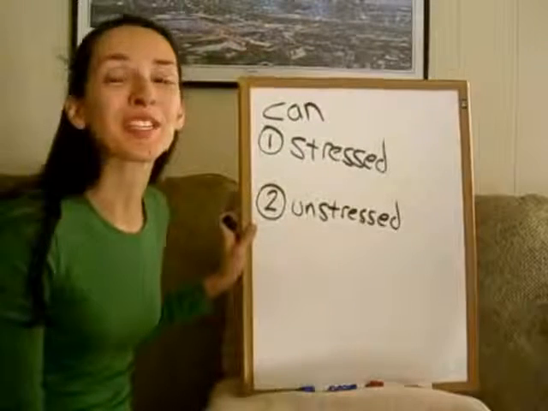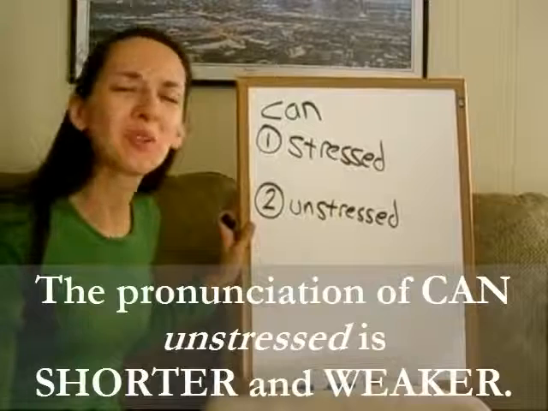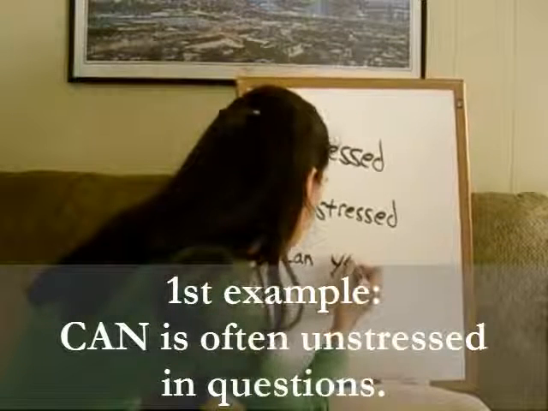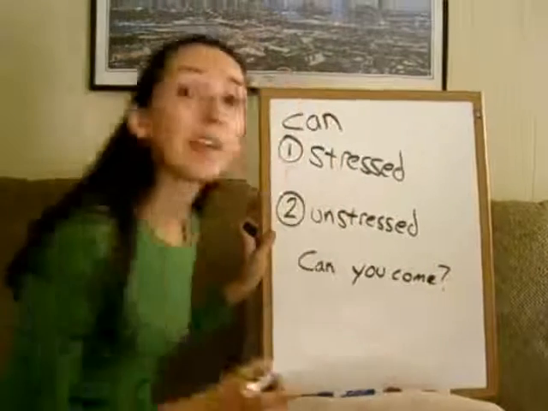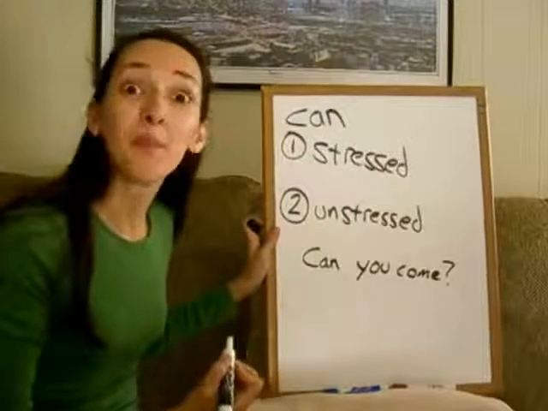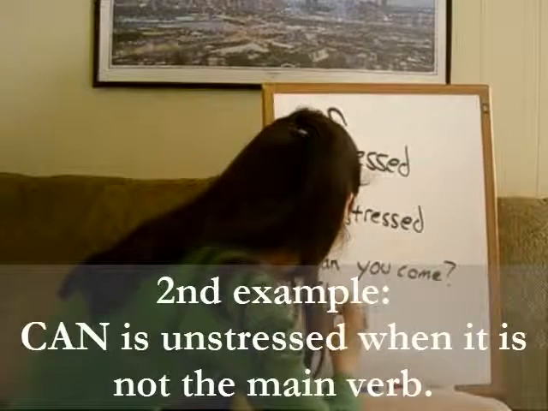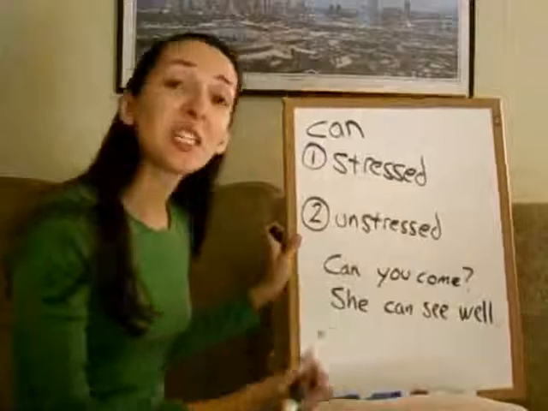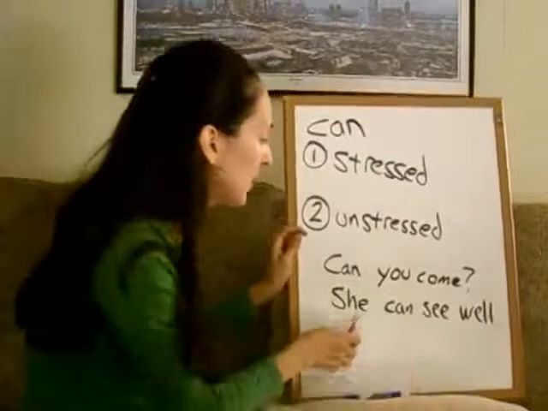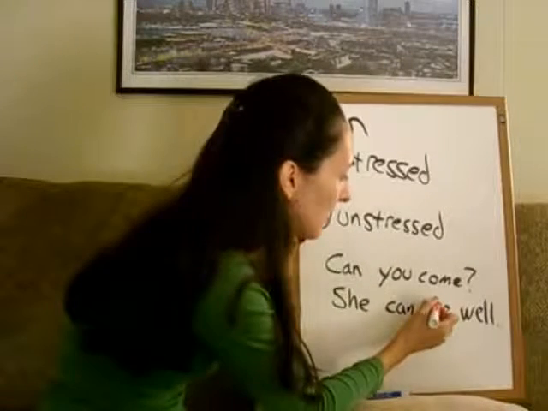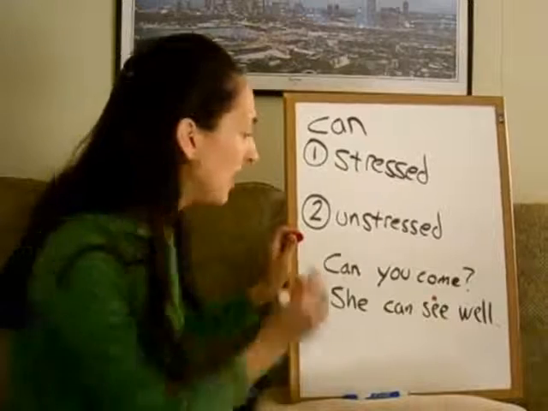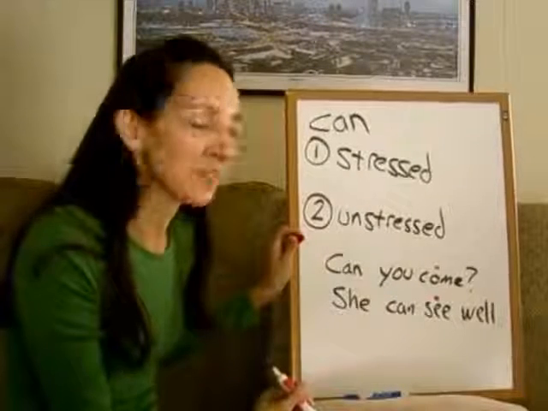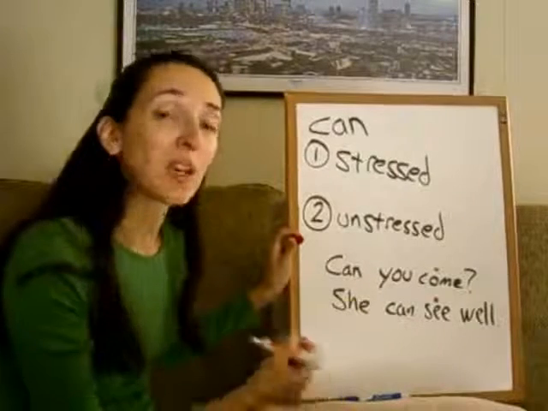Now let's talk about the unstressed pronunciation of can. It's a shorter pronunciation, and we use it when can is followed by other words, like in a question. Can you come? Or when can is not a main verb. She can see well. So, in this sentence, can is not stressed. See is the main verb, and that receives the stress. And in that first question, again, the main verb is come, so come receives the main stress. These verbs, then, are shorter because they're unstressed.